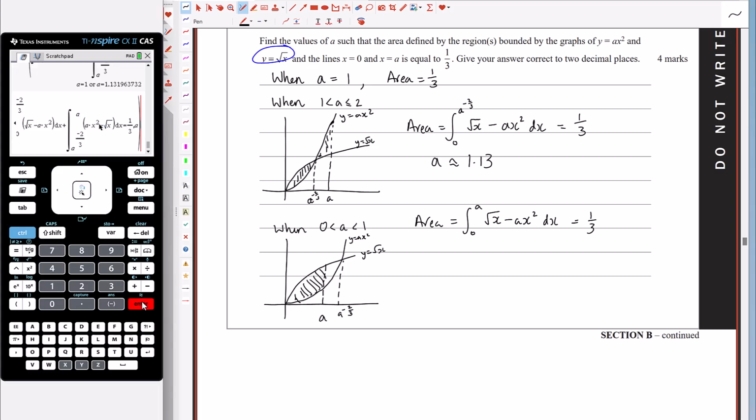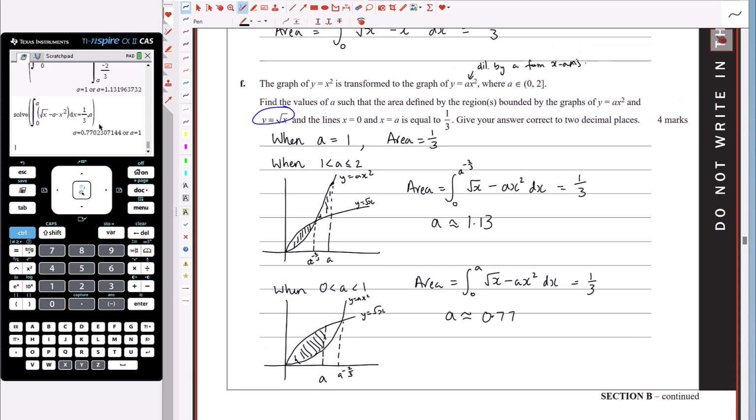Let's see if we can edit this. Get rid of this whole second integral. And we only want to integrate up to a. Okay, and when we do that, again, this is when a is between 0 and 1, so we're not interested in that a equals 1 solution in this domain. So 2 decimal places, 0.77.